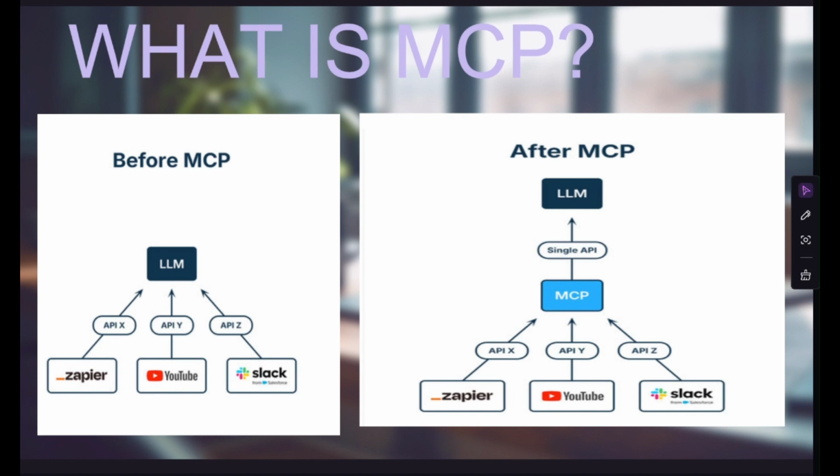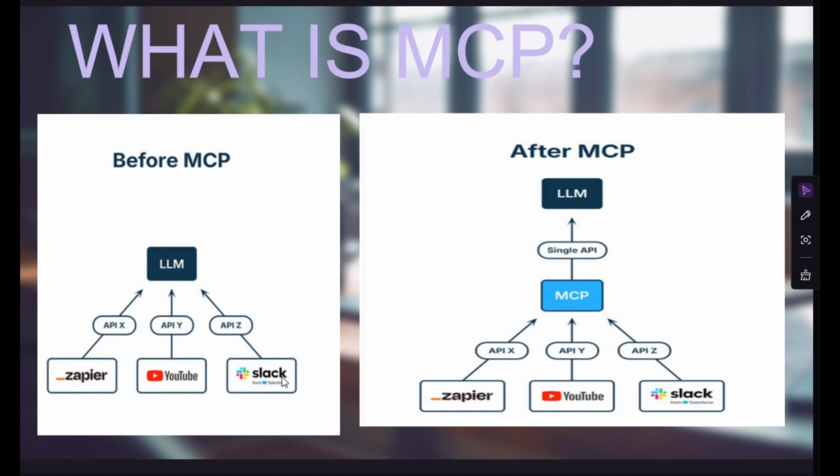I believe reading from this image will give you a better context on what MCP is. As you could see, LLM. As we all know, it can be either ChatGPT or Gemini or any sort of LLM. Before MCP, they would have to communicate with multiple APIs. Like there will be a YouTube API, an API for Zapier, an API for Slack, which in turn makes it monotonous and efficient, but not to a greater extent.